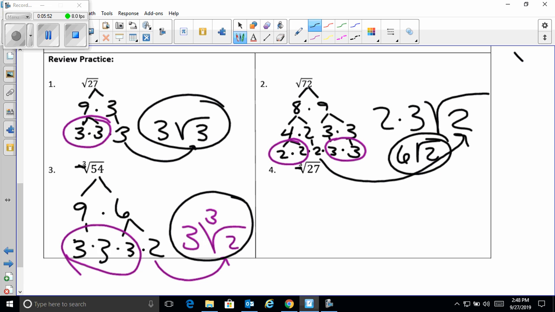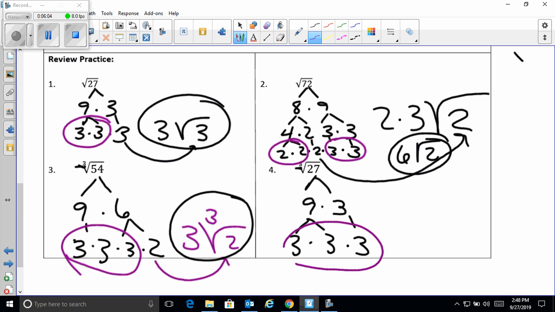Another cube root. See that right there? We're breaking down 27, 9, and 3. Actually, we just did that on number 1. Now we're not doing a square root, we're doing a cube root. So we're looking for 3 amigos. There's our 3 amigos. So what comes out? Everything circled. So 1 group of 3s gets to leave, there's nothing left behind. That's my answer. So that's a review, because you learned how to do that in part 1.